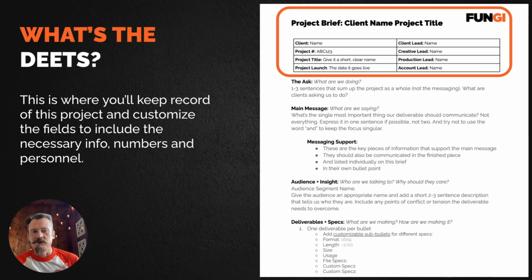So up the top, what are the details? This is where you get all that important stuff out of the way. What's the job number, project number? How do you classify these things? Give it a title. These are the pieces that we use here at Fungi, and this is all that kind of record-keeping stuff that must be on every brief. So you can always come back and refer to it.